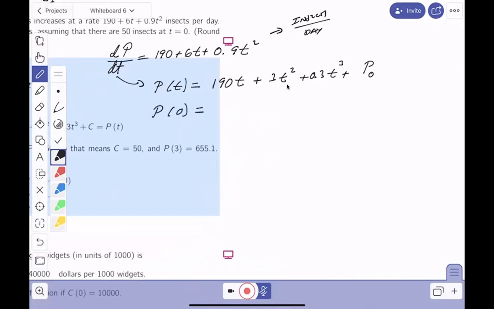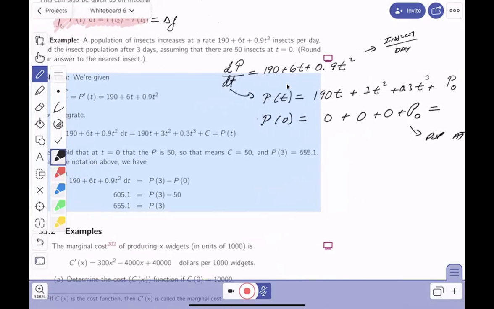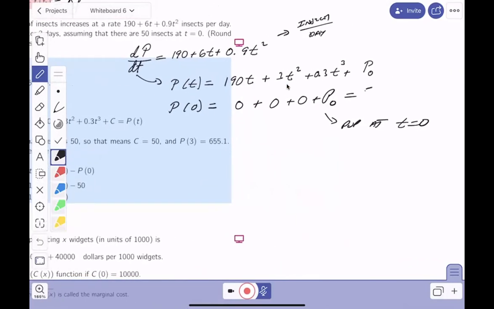Let's write this down. If t is zero, what would I get? Zero plus zero plus zero plus P naught. This is the population at the beginning of time. I'm going to say at the beginning of time for this population the index is zero. So if I read that, where they tell me P zero is, they actually tell me that P zero is, what is it? 50.